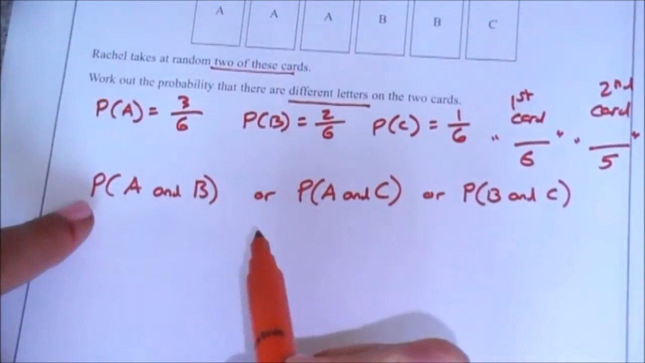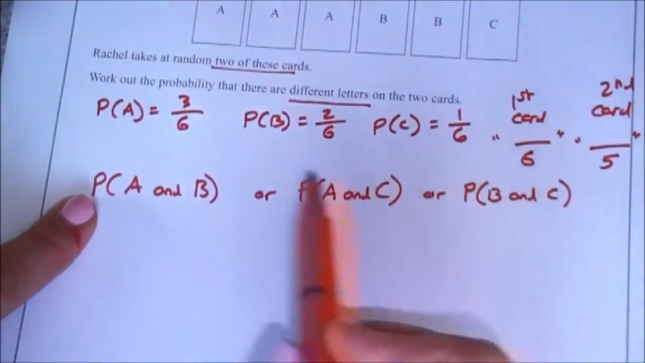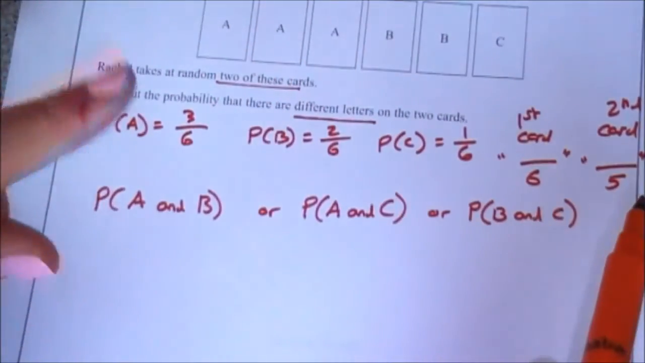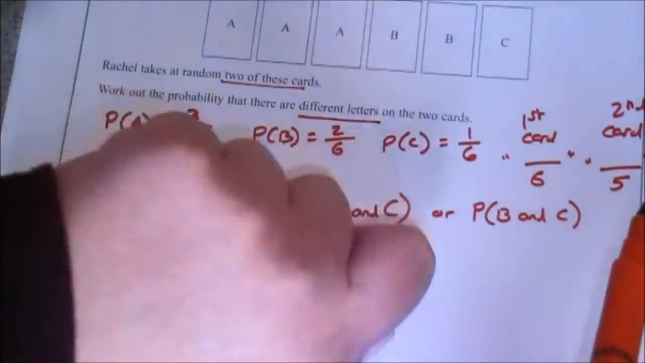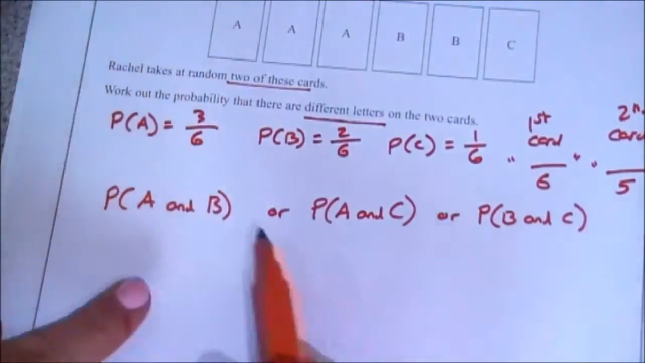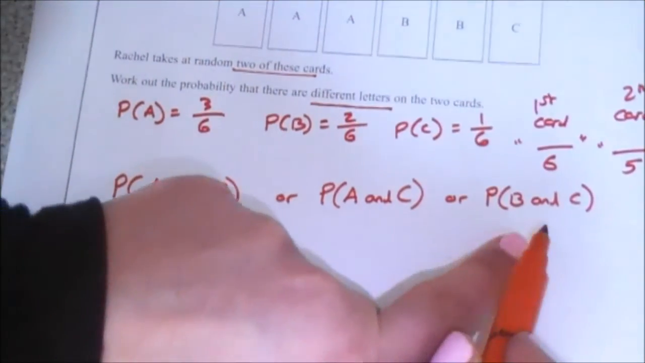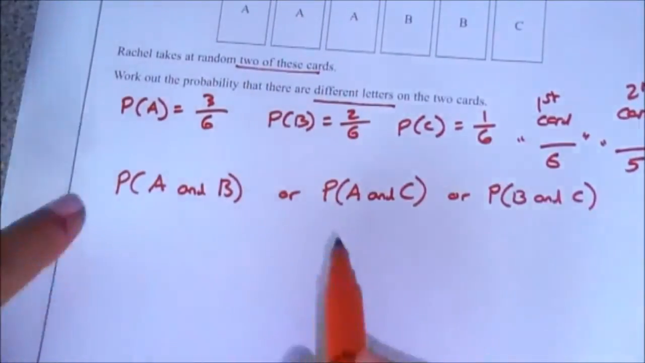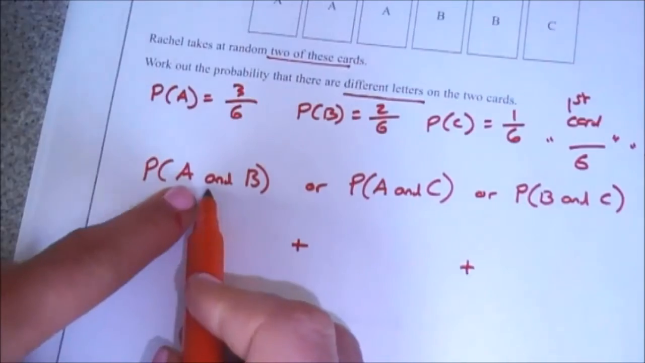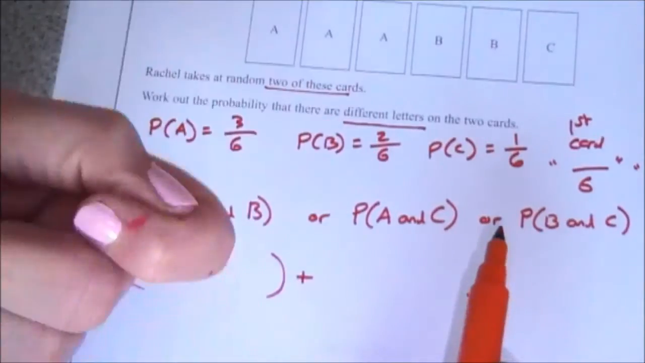Now, when you think about it, she hasn't only got the probabilities of that happening as it's written, because she could get an A and a B, or she could get a B and then an A. So each of these we're going to have to double at the end so that we include probability of B and A, C and A, C and B. But let's deal with this for now. We know ORs are adds and AND is times.